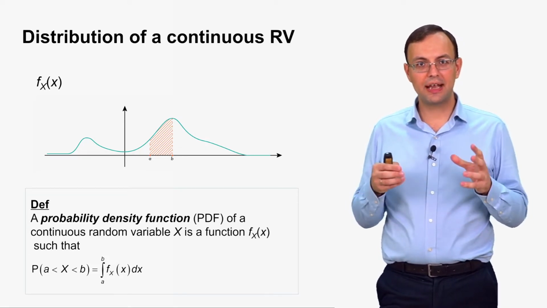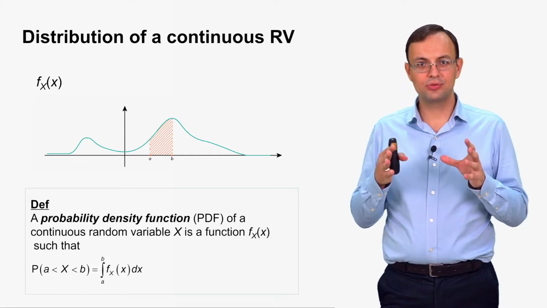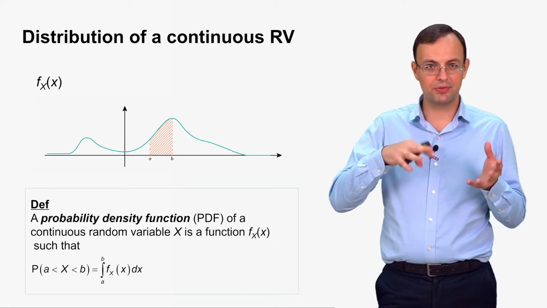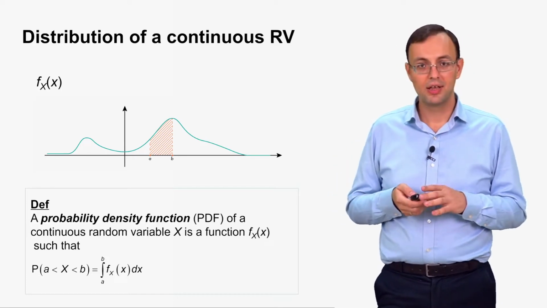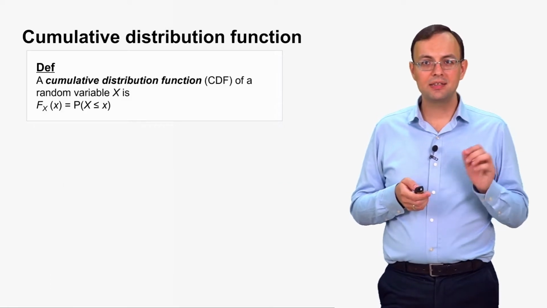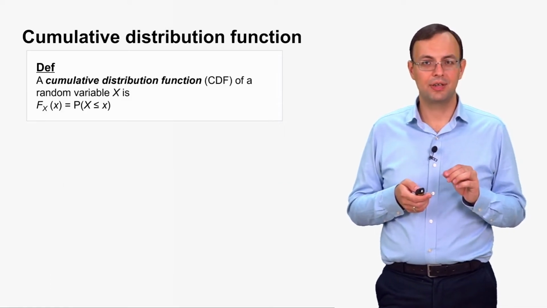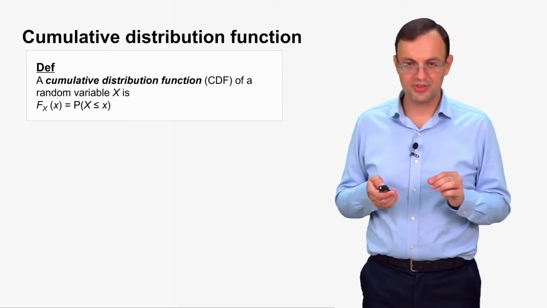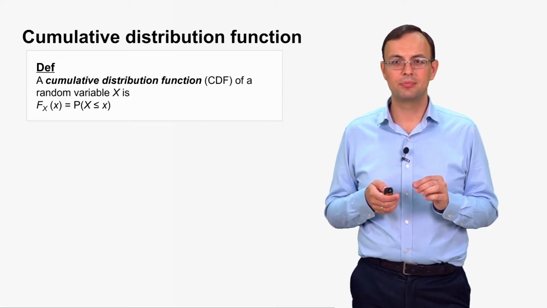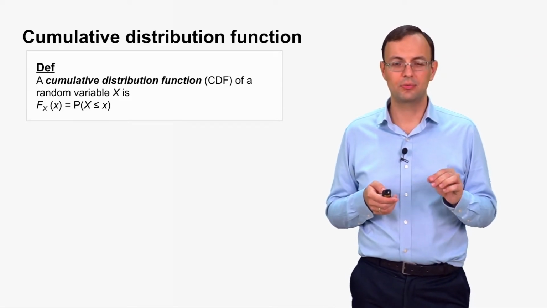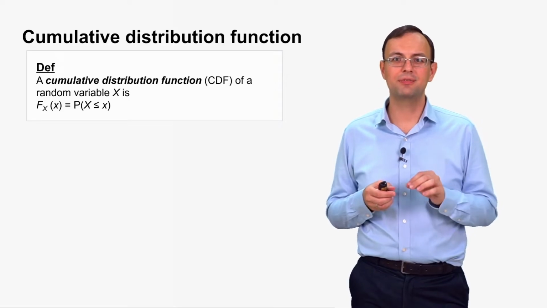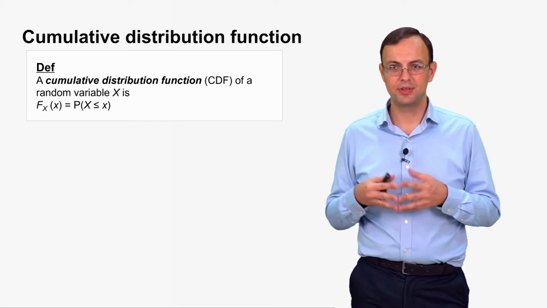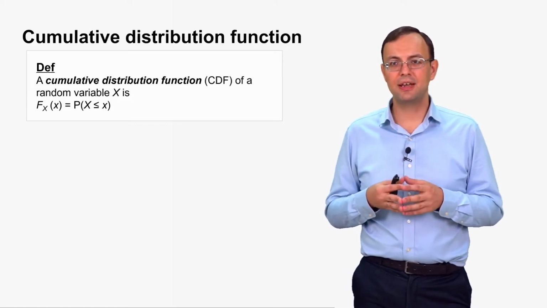But is there a way to describe a distribution common for discrete and continuous random variables? Yes, there is. And it is called CDF, a cumulative distribution function. Sometimes in some textbooks they prefer the term distribution function, without the word cumulative, but the more general term is CDF, cumulative distribution function. So it is defined as you see.